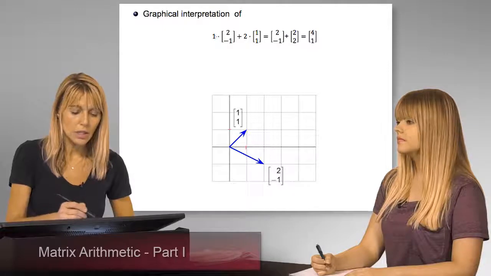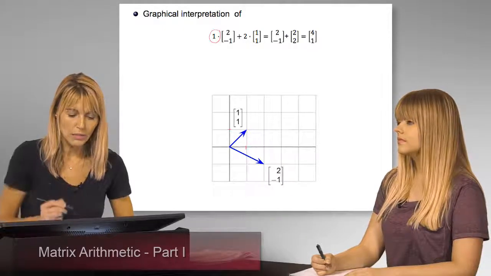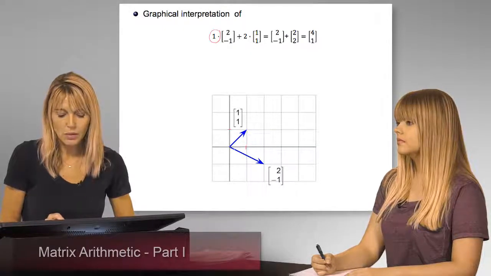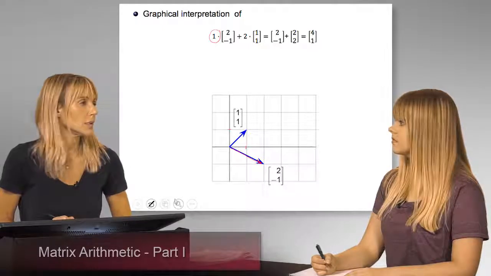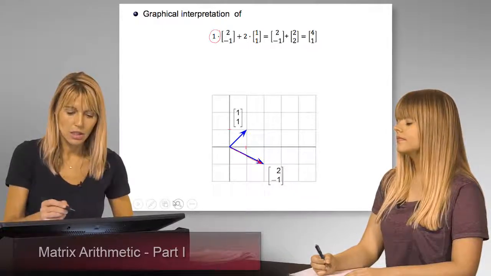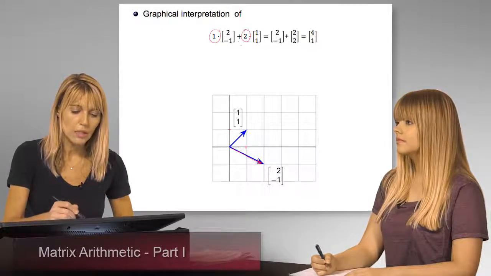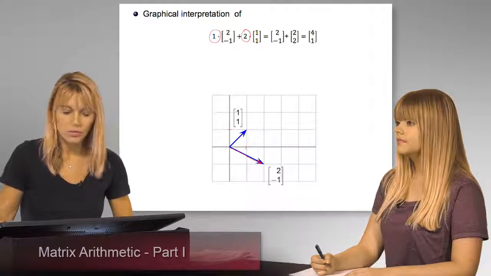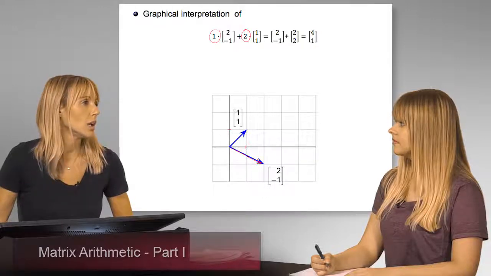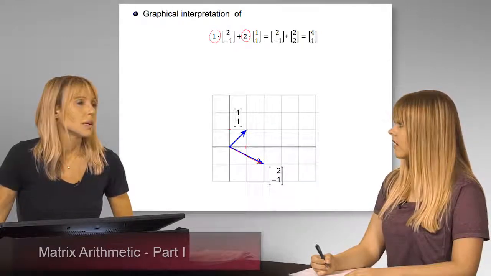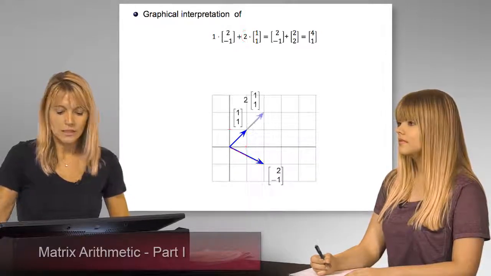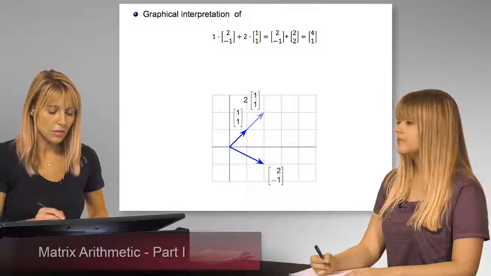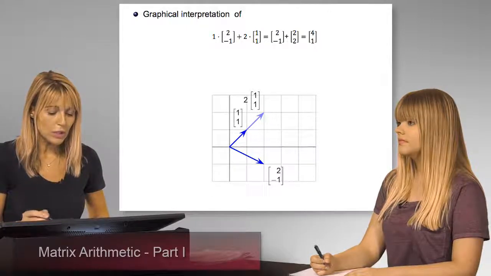Now let's look at the linear combination here. It says I want to multiply the vector (2, -1) by 1, which means I'm getting exactly the same vector, right? It doesn't change. But then we're going to multiply the vector (1, 1) by 2. What is that going to do to the vector (1, 1)? It's going to make it twice as long. Exactly. So this is the vector 2 times (1, 1). Then we need to add them.